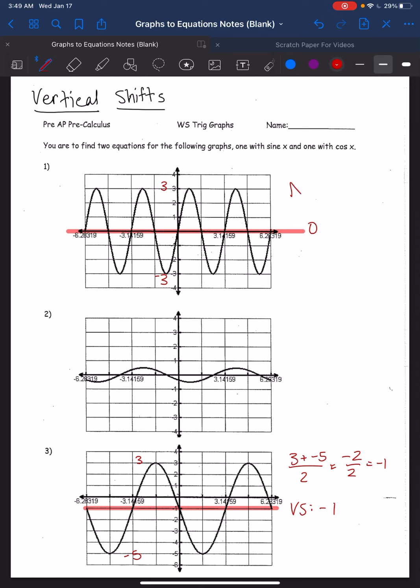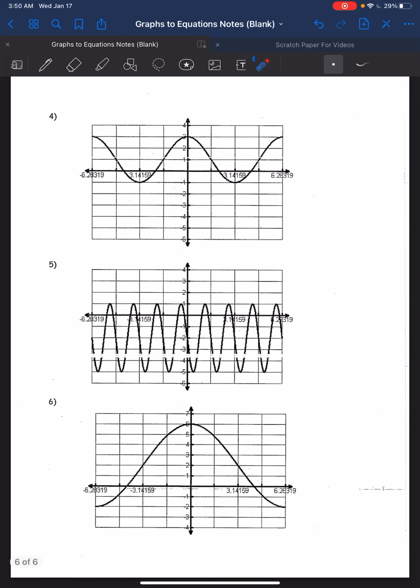So, number 1, no vertical shift. Number 3 has a vertical shift. It's down 1. Let's look at another. Now, these graphs, I think, are a bit more obvious in that their midline is not the x-axis. They have been shifted quite a bit. So let's do number 5 real quick, just for practice.